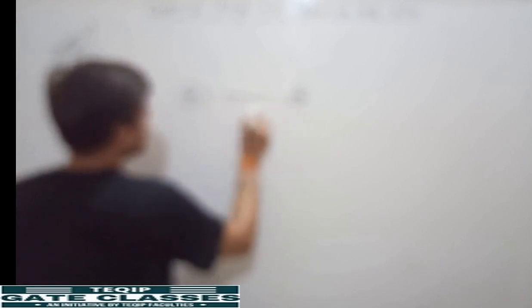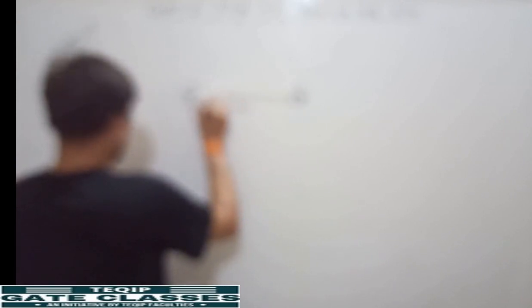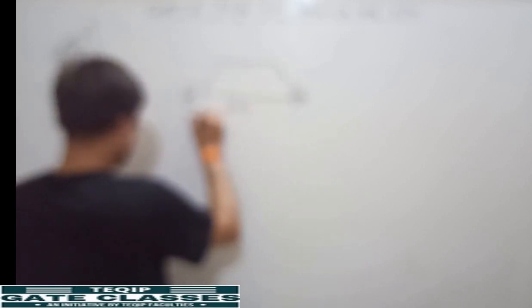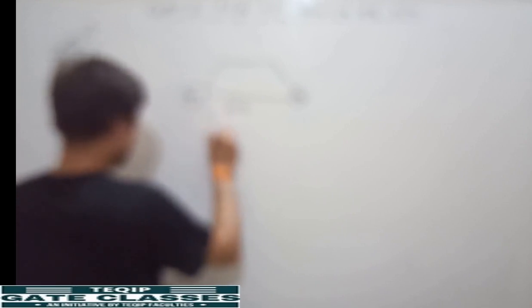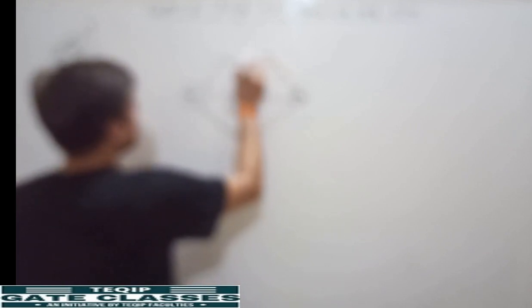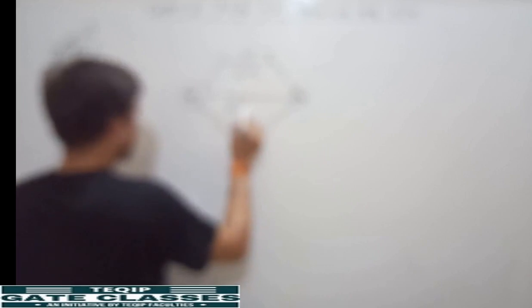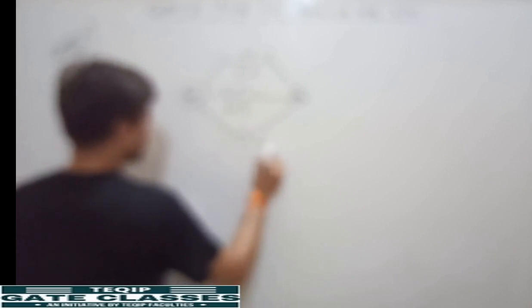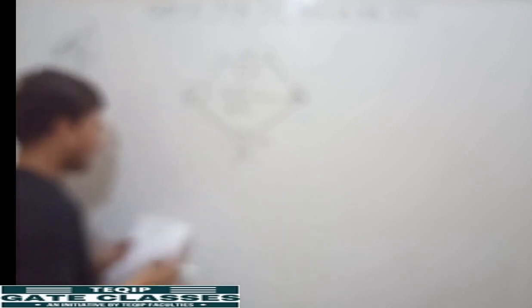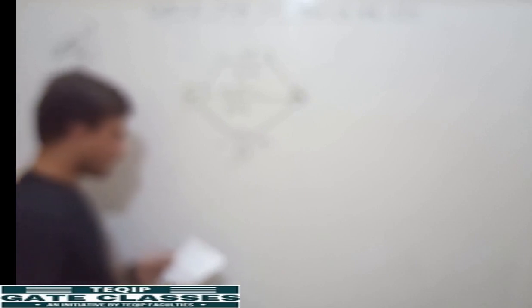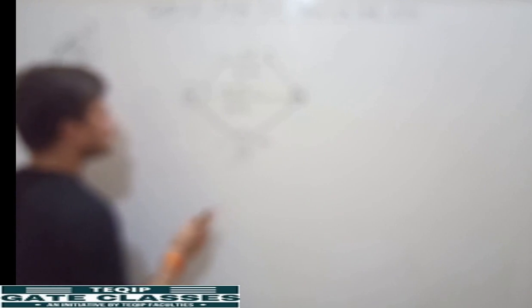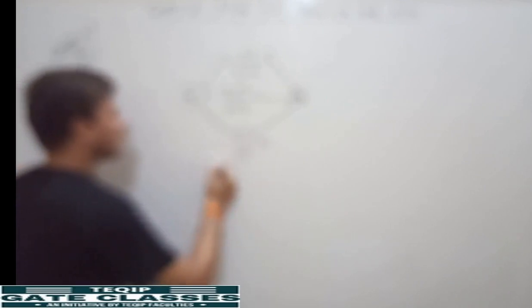There is a resistance of 2 ohm. Minus plus 6 volt, 3 ohm, 2 ohm, plus minus 2 volt, minus plus 5 volt. This circuit is given. They are asking what is the power delivered by the 5 volt source? You have to calculate the power delivered by the 5 volt source.